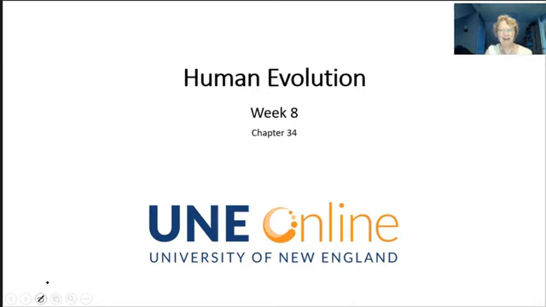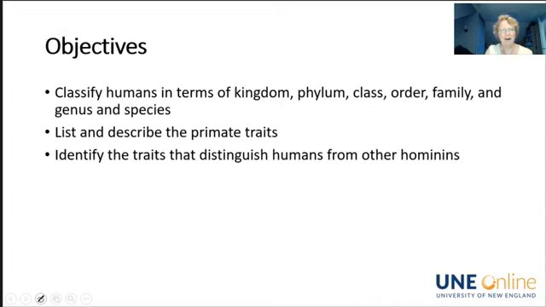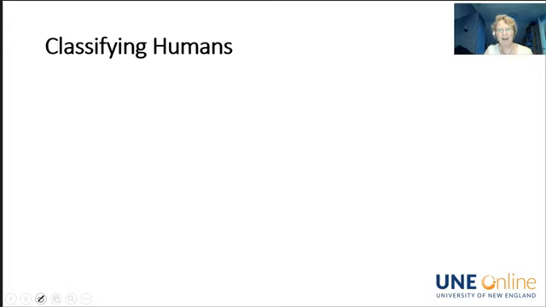Hi, and welcome back. In this presentation, we are going to be discussing human evolution. Our objectives are to classify humans in terms of kingdom, phylum, class, order, family, genus, and species, list and describe the primate traits, identify the traits that distinguish humans from other hominins, and we'll start with classifying humans.